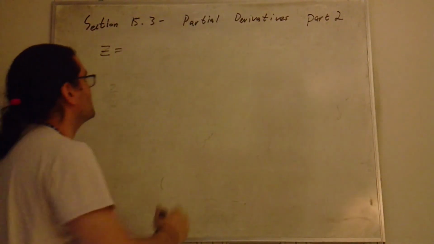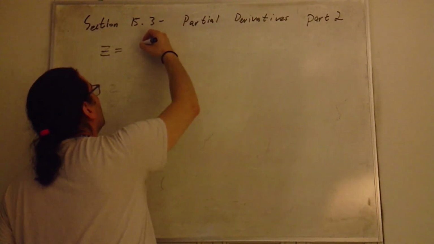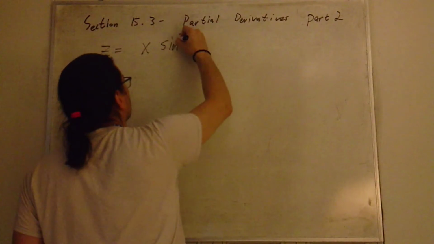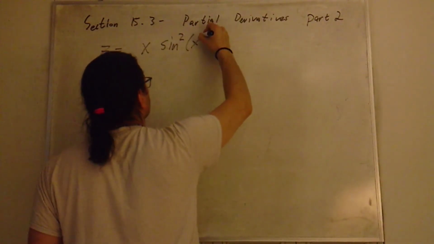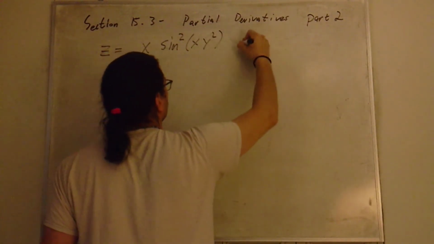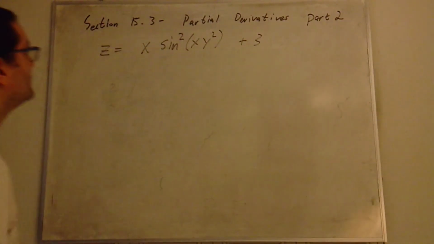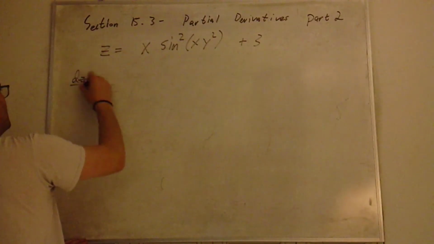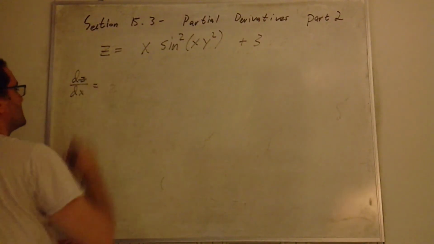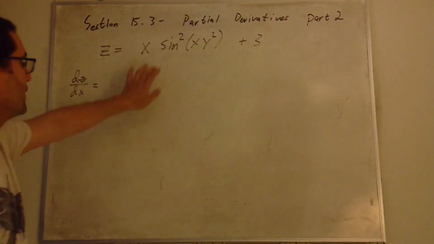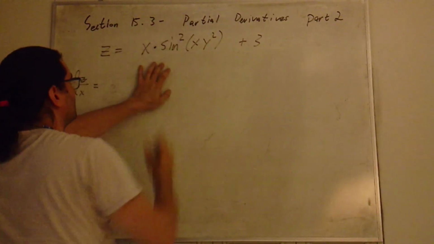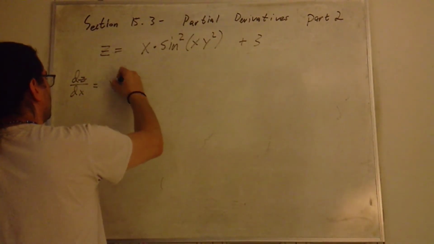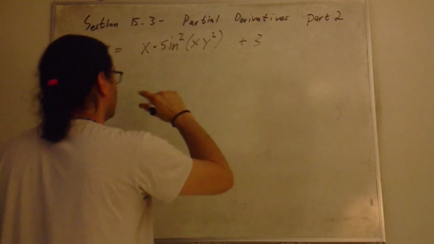Z equals, let's do x times the sine squared of xy squared plus 3. So I want the derivative with respect to x. Right away that's going to be a product rule thing, because I have x times the sine of something. So we'll do the first, the derivative of the second.